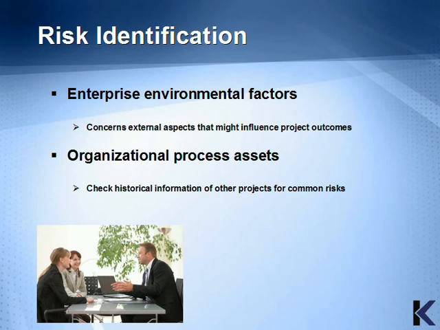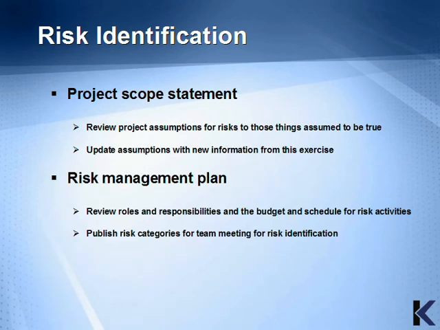Organizational process assets would contain historical information about other projects and their risks, which may be included in the project manager's current project. The project scope statement has a list of assumptions that should be reviewed for risks to those things assumed to be true. The assumptions section should also be updated with any new information from this exercise.